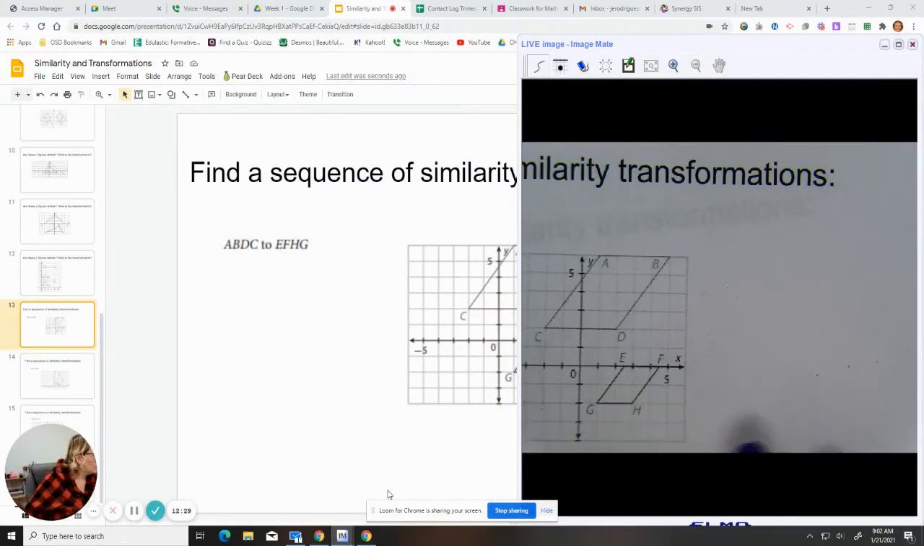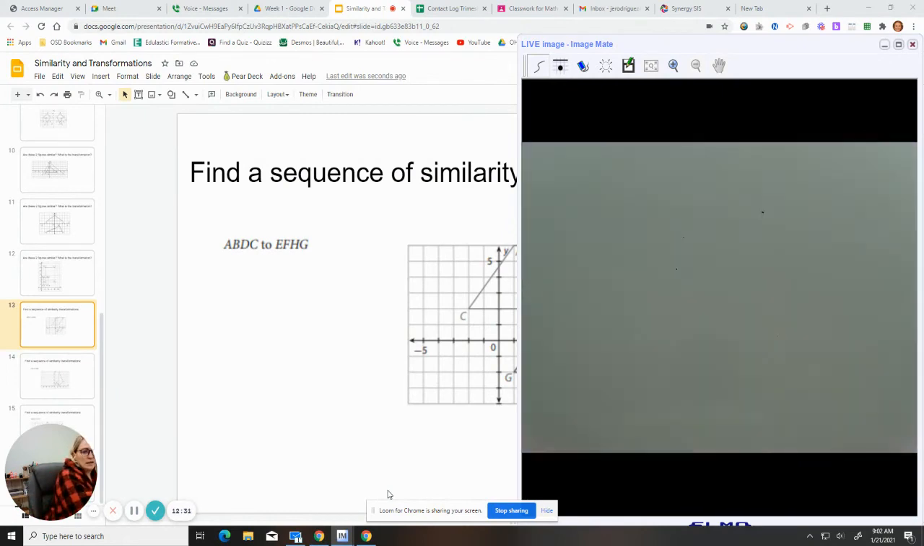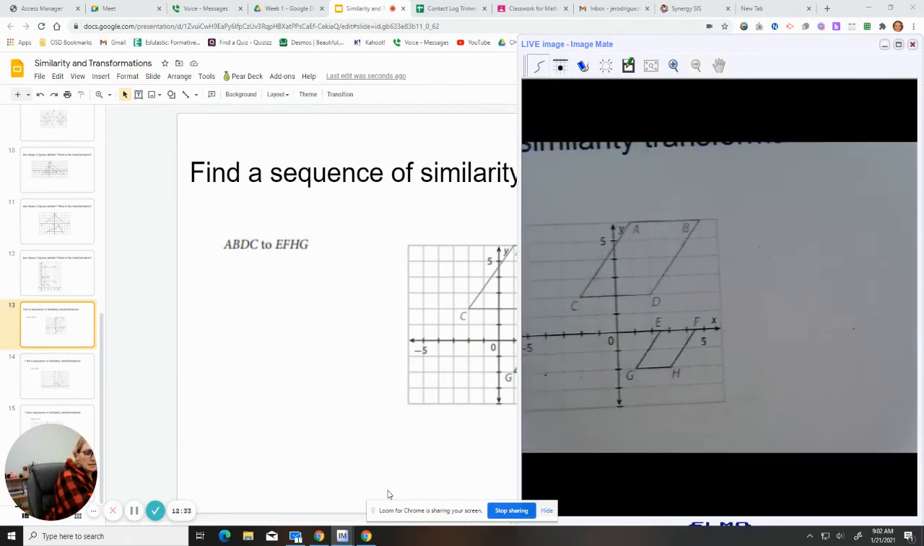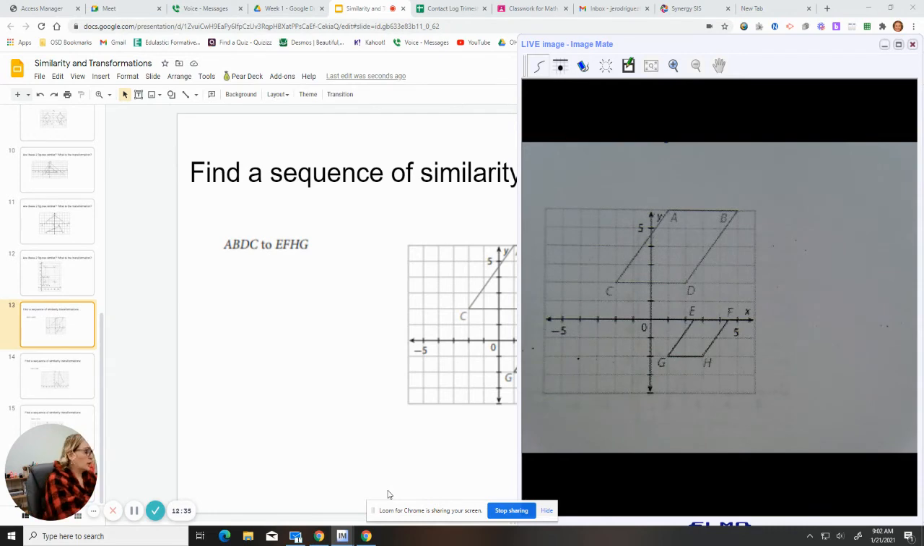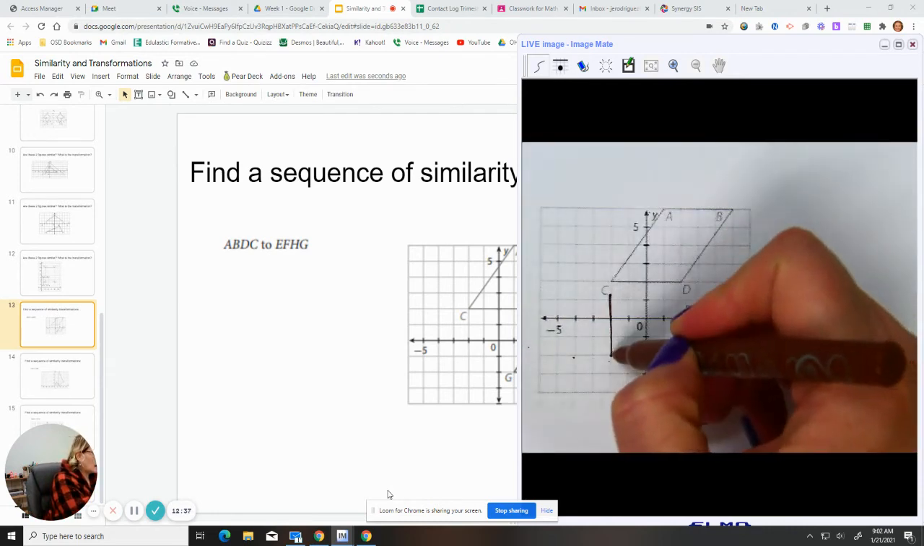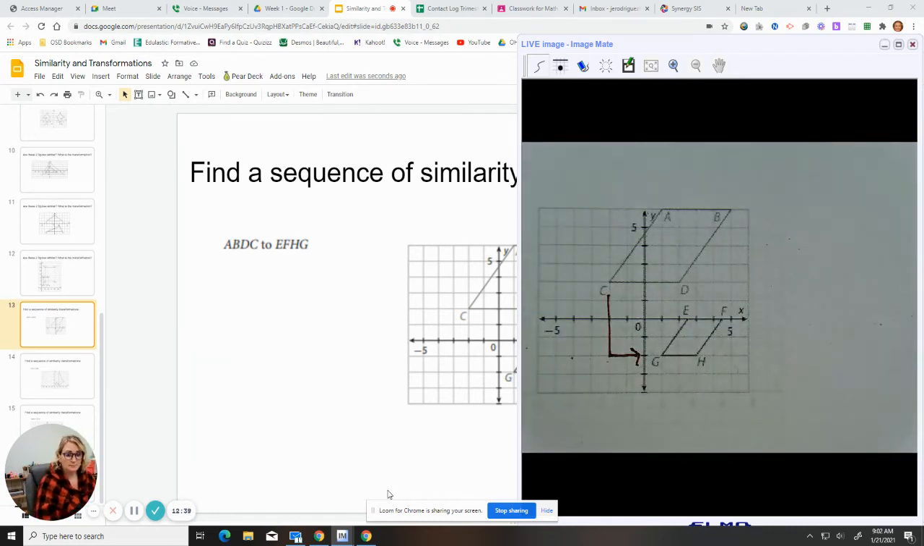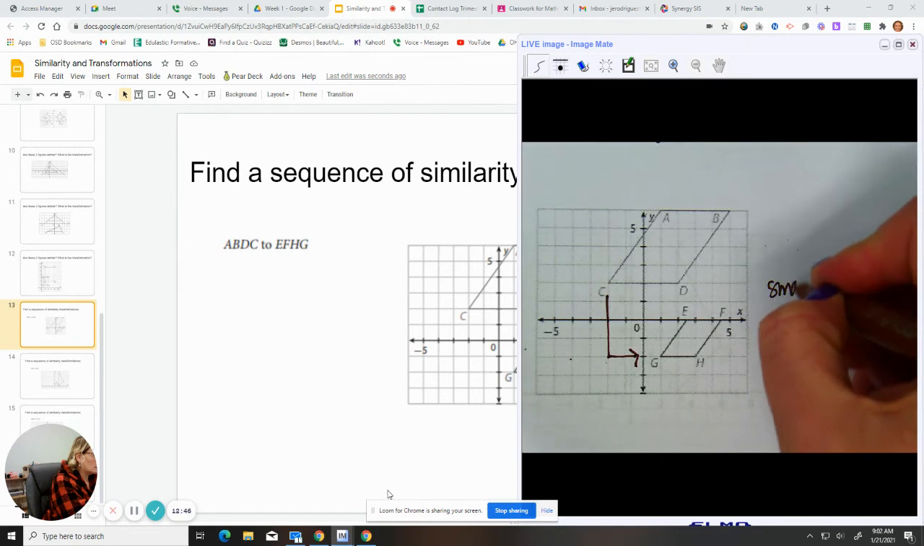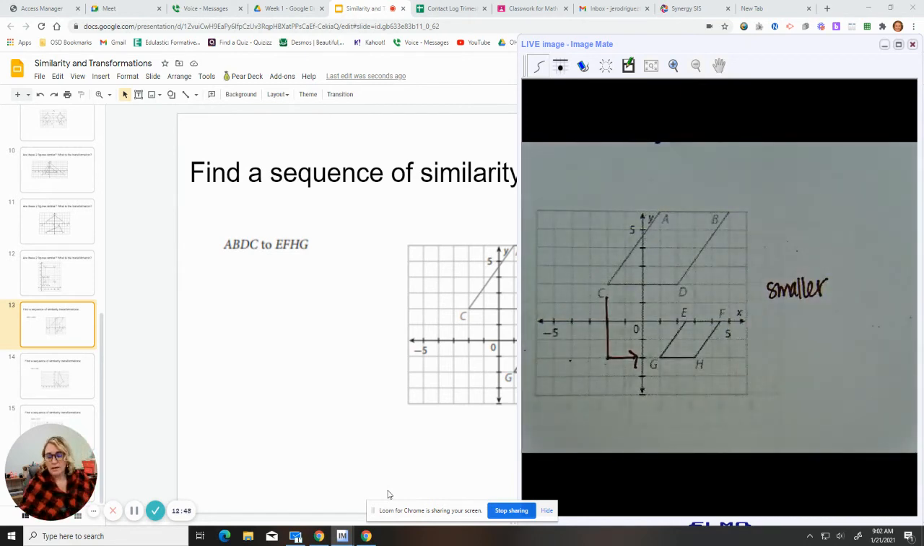Okay, so hopefully you are able to see that this figure obviously moved down and over, right? And obviously it got smaller, okay? It also got smaller. Okay, so if we know just those two things, we should be able to figure this out. Okay, so I am going to say that we moved it first.